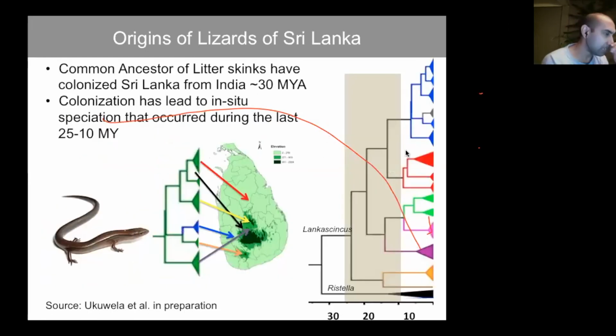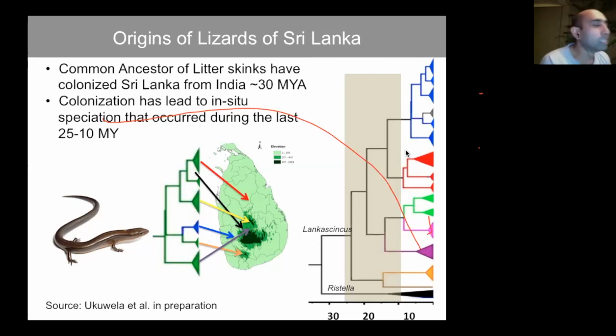At the same time, I wanted to see what the origins of the litter skinks are. When I examined their phylogenetic relationships, that indicated that they also have Indian origins, but the entire genus has undergone speciation within the country during the last 25 to 10 million years. It seems that the common ancestor of all Lankascincus species colonized Sri Lanka from India about 30 million years ago.